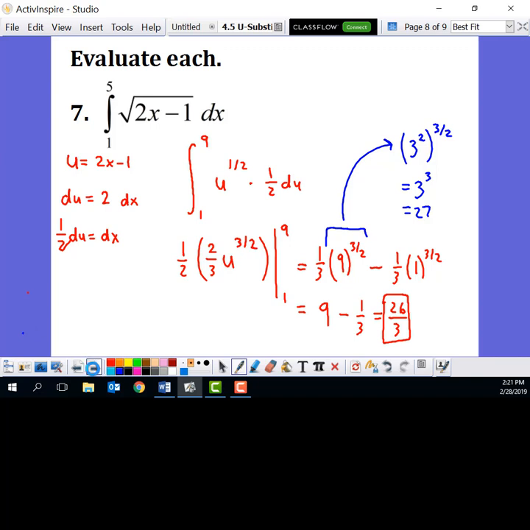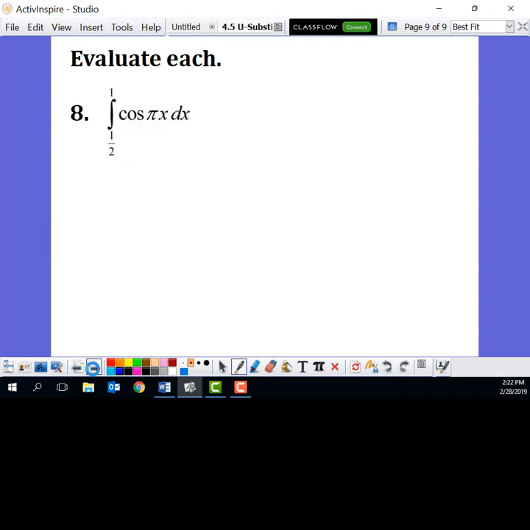Okay. One more problem in our fun, awesome video lesson for today, and then we're done. Okay. So number 8. Take a look at number 8, if it will ever show up. There it is. Okay. The integral of cosine pi x dx. So we're going to let u, in this case, be pi x. And remember that we're going to treat pi just like a constant, just like any other number. Okay. So the derivative of u is just going to be pi dx. So if I divide both sides by pi, I get 1 over pi du equals dx.